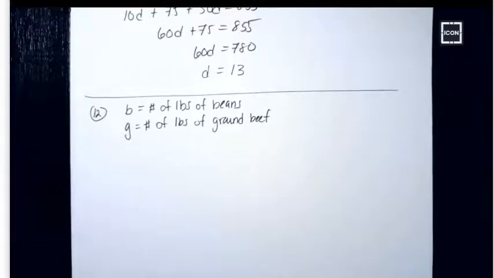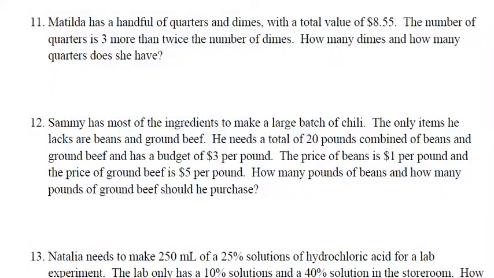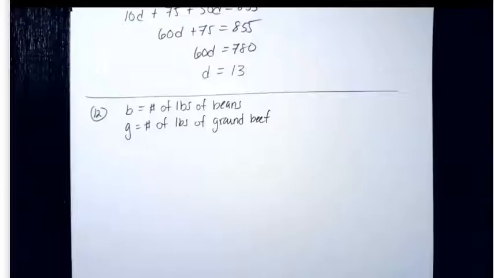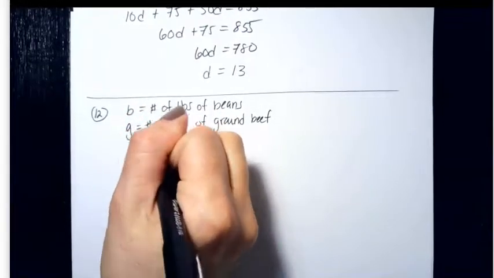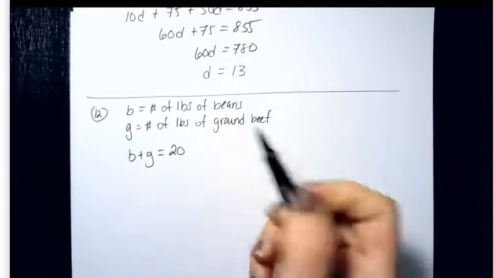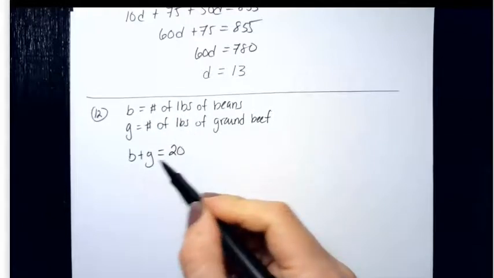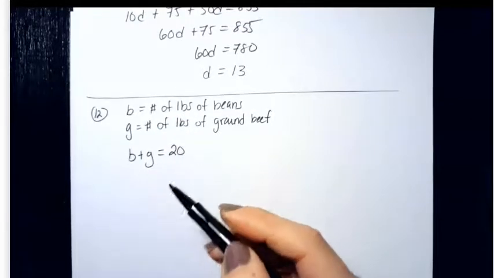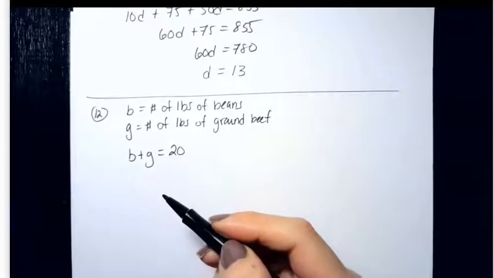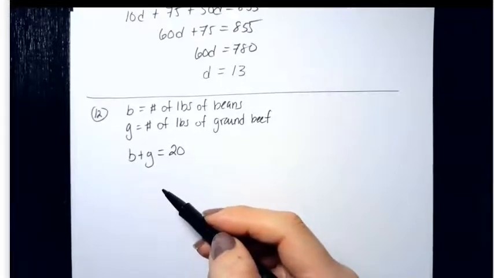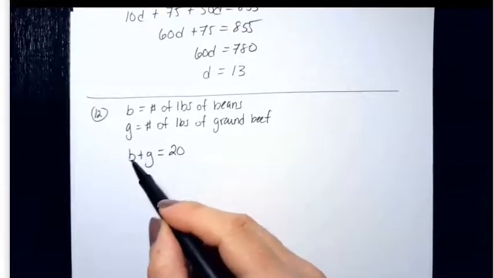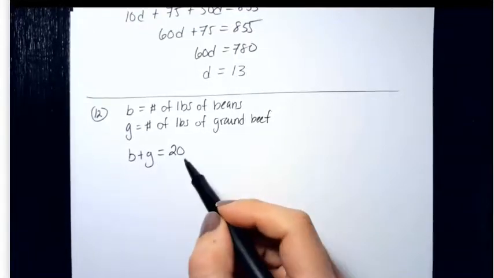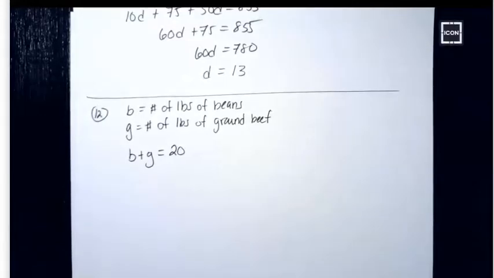We were told that we wanted 20 pounds in total, right? Total of 20 pounds combined. So that's actually our first equation. B plus G equals 20. The number of pounds of each combined has to be 20. The other equation is going to refer to the money. Now we have the value per pound for beans and for ground beef, and we have the value per pound for the chili that we want.